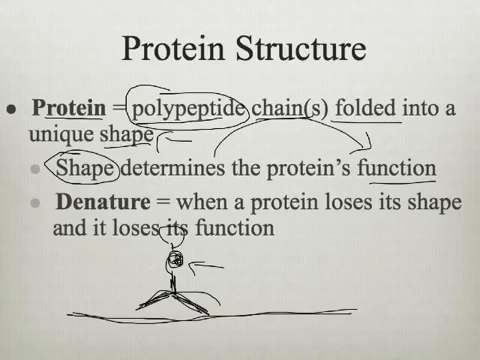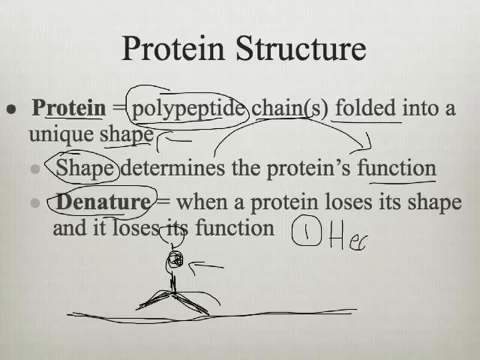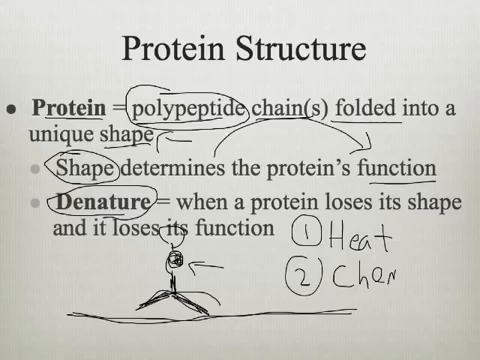So it turns out proteins can lose their shape. If a protein loses its shape, it's called denaturation. It has denatured. And this happens usually for one of two reasons: heat, or chemicals that interrupt the bonding, the interactions between different parts of the polypeptide chain. We'll look at those in a little more detail on the next slide.